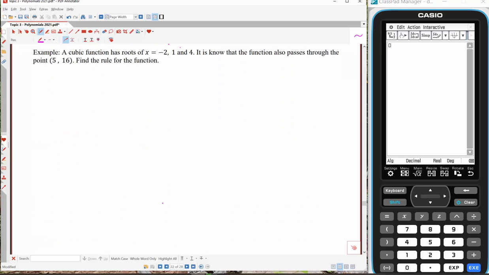A cubic function has the roots of these. It's also known that the function goes through here. This is probably an easier question than the other ones. X plus 2, x take 1, x take 4.